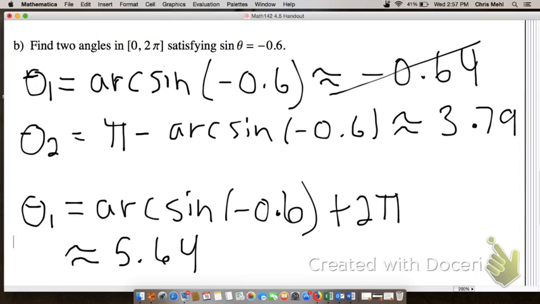Okay, and that now is a second angle. Well, technically it's my first angle between 0 and 2 pi. But when we tried it the first time, arc sine of negative 0.6 was actually less than 0, so I had to add 2 pi to that to get the angle falling in the interval 0 to 2 pi. When we went and calculated theta 2, there was no issue. Pi minus arc sine of negative 0.6 gave us 3.79. That was already in the interval from 0 to 2 pi.